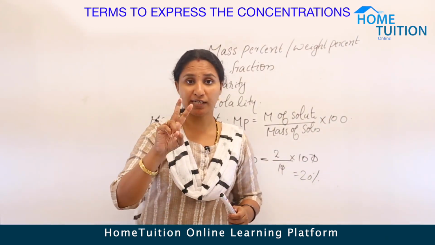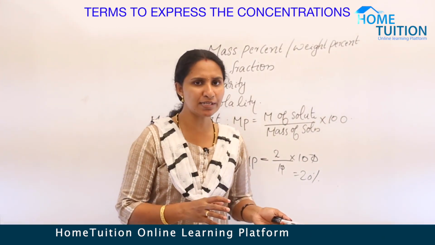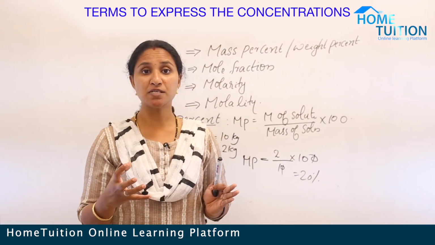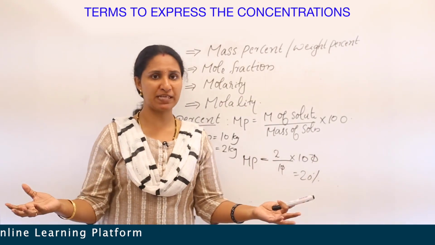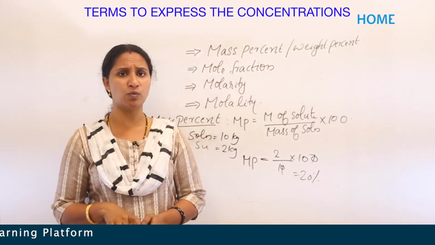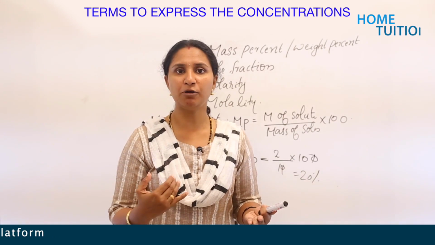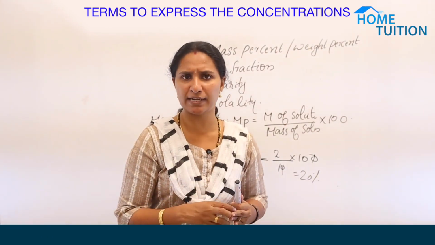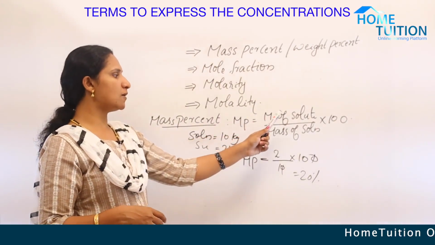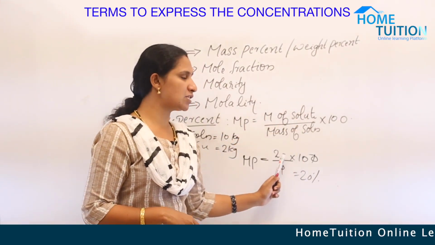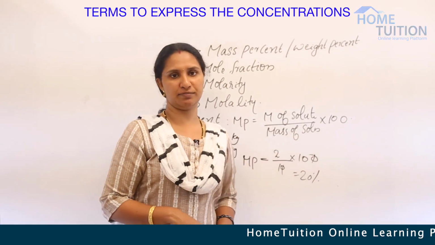We know the solution contains 2 components, the solute and solvent. The substance which is present in small quantity is called solute, and the substance which is present in bulky quantity is called solvent. A solution can be obtained from combining the solute and the solvent. So mass percent equal to mass of solute divided by mass of solution into 100.